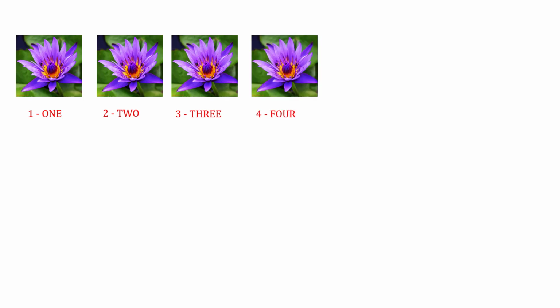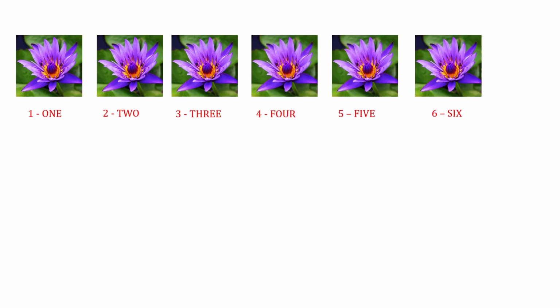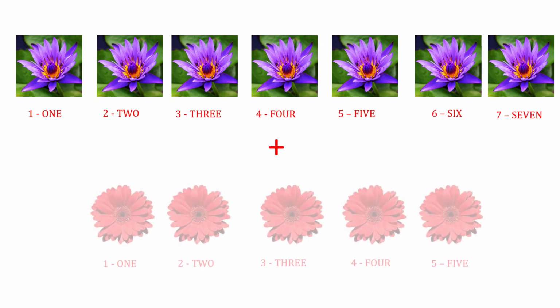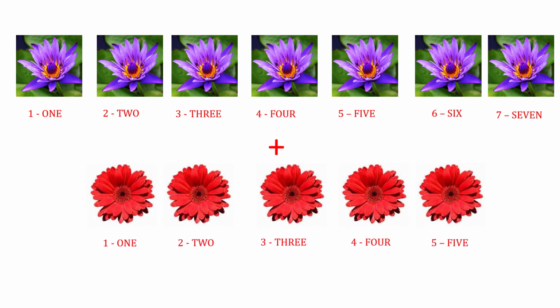Look at the lovely flower. Let's count the lovely flowers first. Count with me. 1, 2, 3, 4, 5, 6, 7. There were 7 beautiful flowers in a garden. And then the gardener brought 5 more flowers. How many flowers are there now?